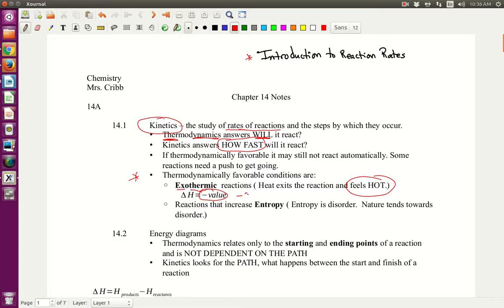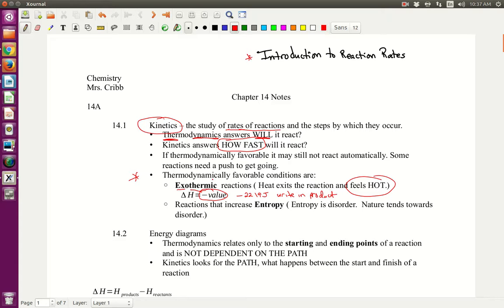So maybe negative 2219 joules. I was actually thinking of a value there for one of our examples. So that would be an exothermic reaction with a negative delta H, and you would write that on the product side. Okay, and so we covered this in the last chapter.